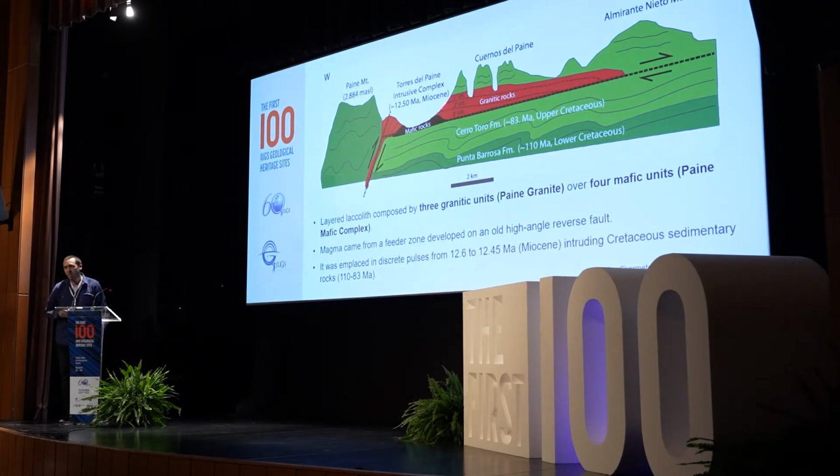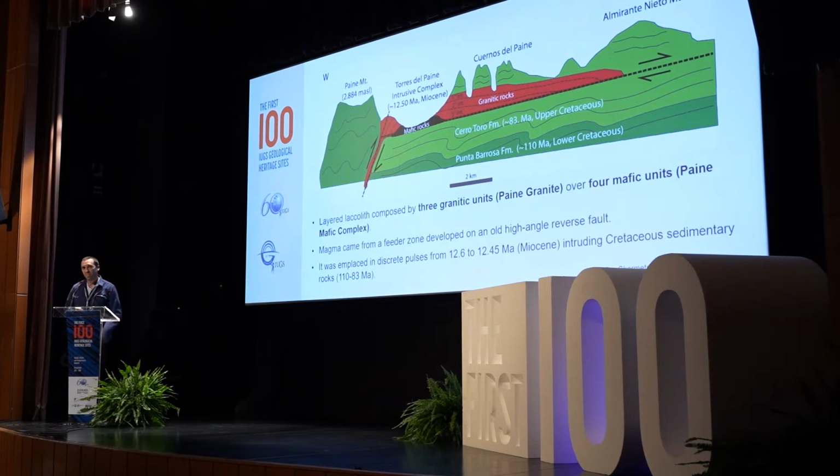So this intrusion has some interesting characteristics. One is that it's a laccolith, so it's elongated and follows the stratification of the Cretaceous country rocks. The second interesting characteristic is that it's bimodal. So we have granitic rocks and mafic rocks, all as part of the same intrusive complex. Another characteristic is that it's layered or stratified. So this is a very interesting example for understanding the architecture and the evolution of magmatic chambers because of this reason.